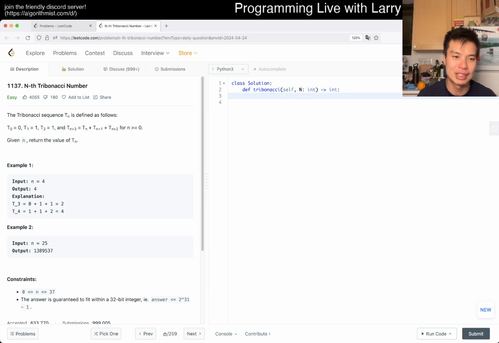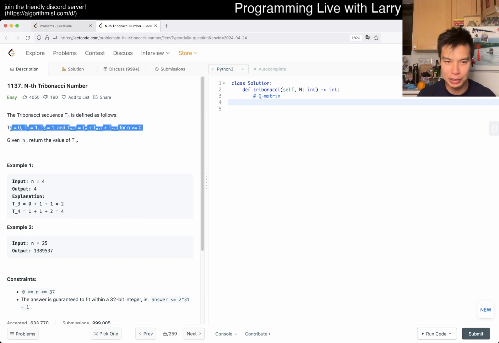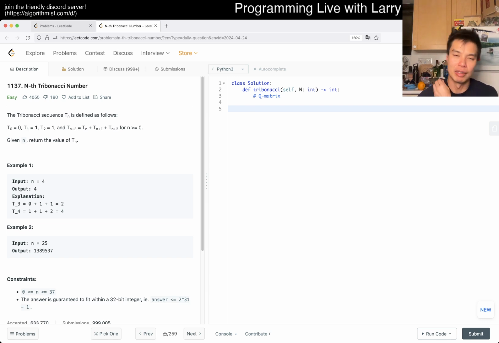This is Tribonacci, which is obviously very similar to Fibonacci. One thing I would say is that there is this thing called the Q matrix, which you can use to solve Fibonacci in a faster way. You don't need it for this problem, but if you're interested in math, that's something you can look up. It basically constructs a matrix that allows you to do this calculation very quickly. That's the idea of matrix exponentiation. I'm still probably saying that a little bit off, but hopefully you know what I mean.